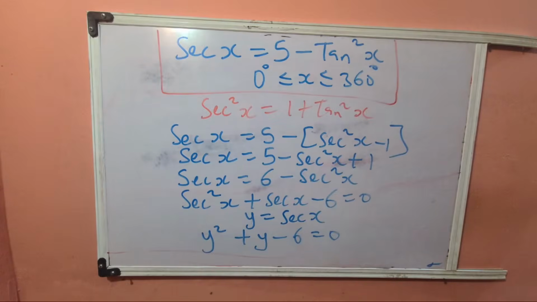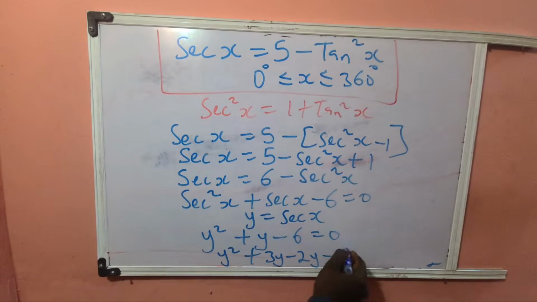So if we decide to factorize, what are we going to get? We're going to get minus 3, that will be 3 minus 2. So we'll be having y squared plus 3y minus 2y minus 6 is equal to 0.